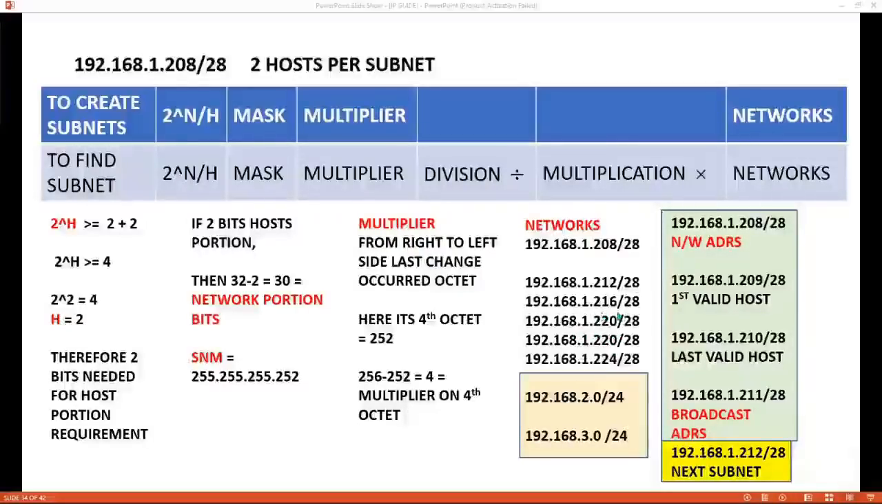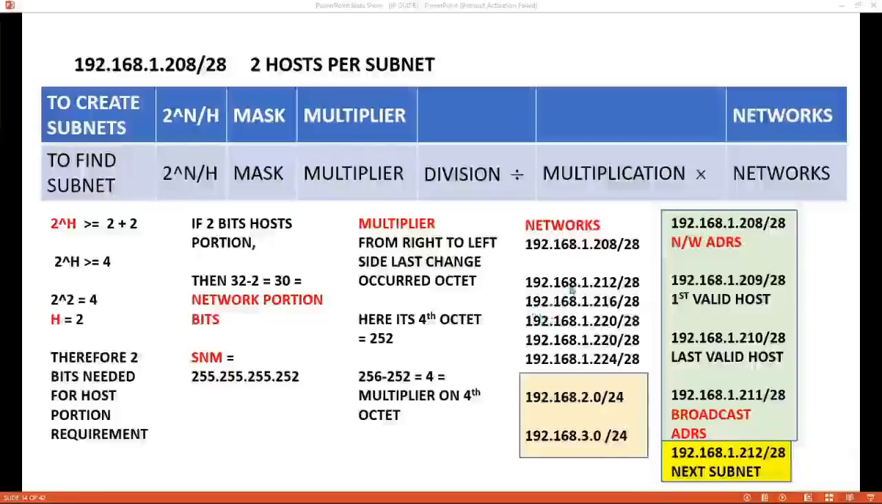Let's say 192.168.1.218. They will ask you which subnet this IP address is from. So 192.168.1.218/28 is from this particular subnet, 192.168.1.216/28. So you need to find this one.